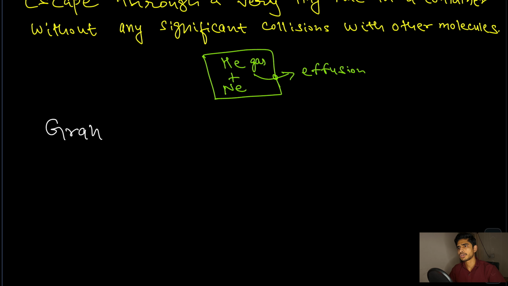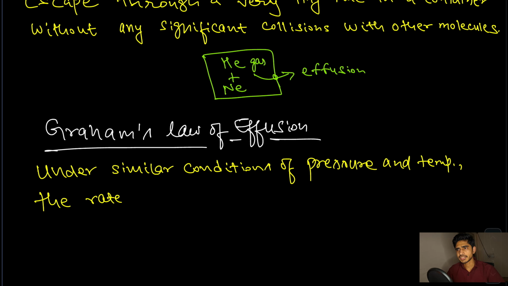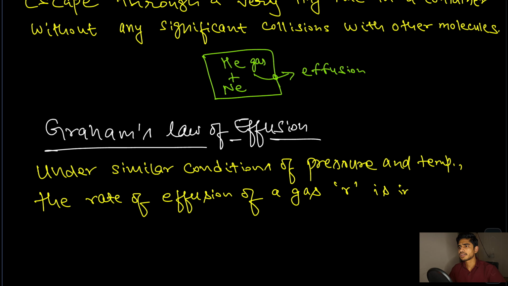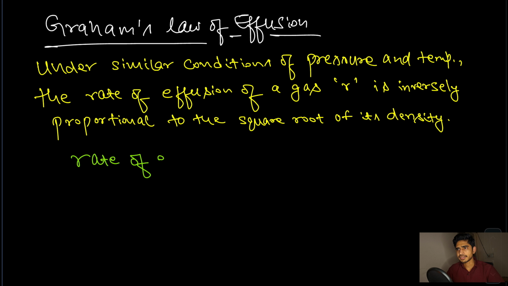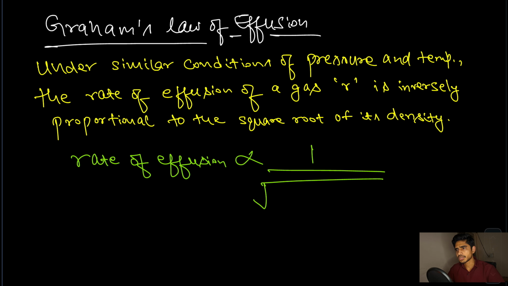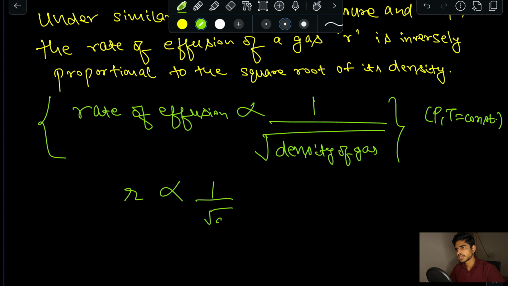Now we'll discuss a very important law, that is Graham's law of effusion. To understand it, we'll write that this law is valid only under certain similar conditions of pressure and temperature. The rate of effusion of a gas, which is R, is inversely proportional to the square root of its density, right? So rate of effusion is inversely proportional to the square root of density of the gas. This is valid only when pressure and temperature are kept constant or remain the same.